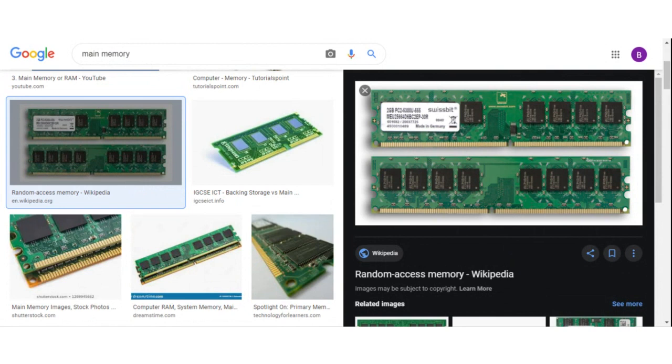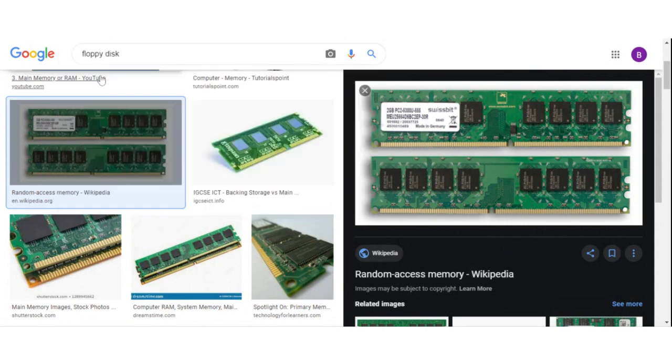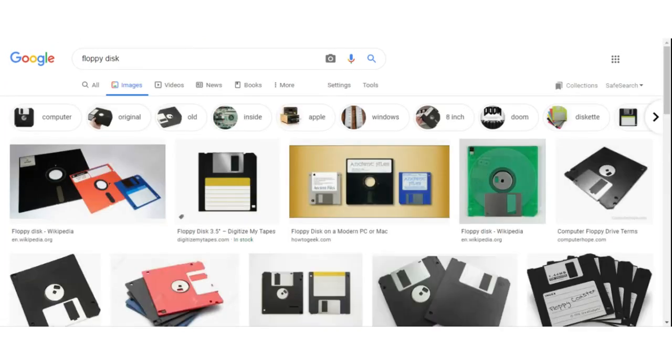Let me just show you a floppy disk. It was here some years back. Yeah, they are here. I think you have never come across this one. Have you ever seen this one? Yes, I have seen it. That is correct.